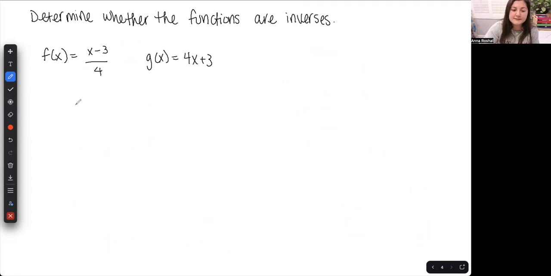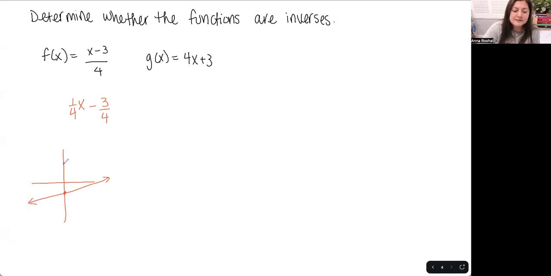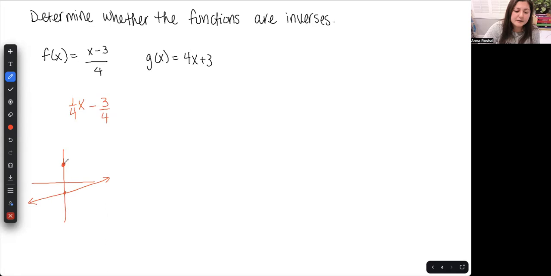So for example, I know that this can actually be rewritten as 1/4 x minus 3/4, which is a weird looking form. So somewhere along the line, I'm going to find negative 3/4, and I'm going to go up 1/4, and I'm going to go in this direction, right? That's kind of what this graph is going to look like. This graph is going to say, hey, I'm going to find 3, and then I'm going to go up 4 over 1, or down 4 over 1, and then I'm going to go kind of like this.